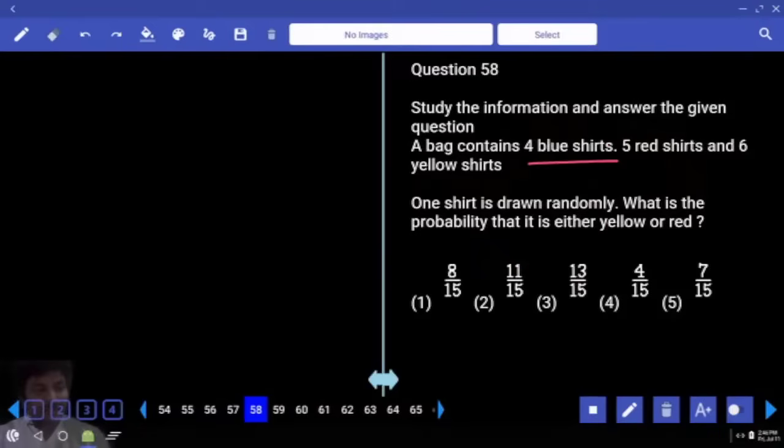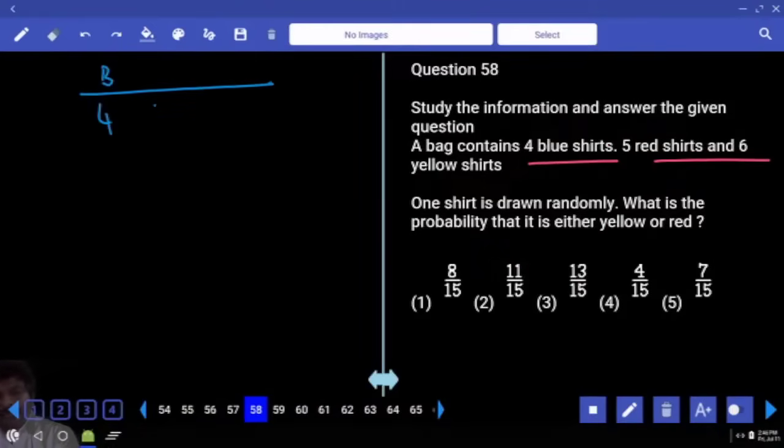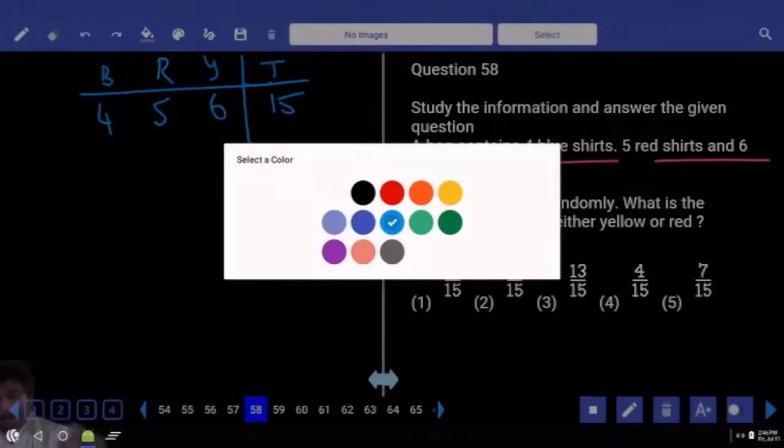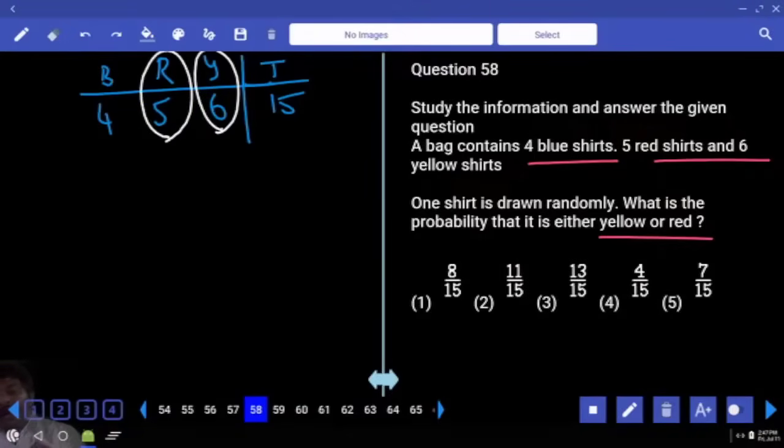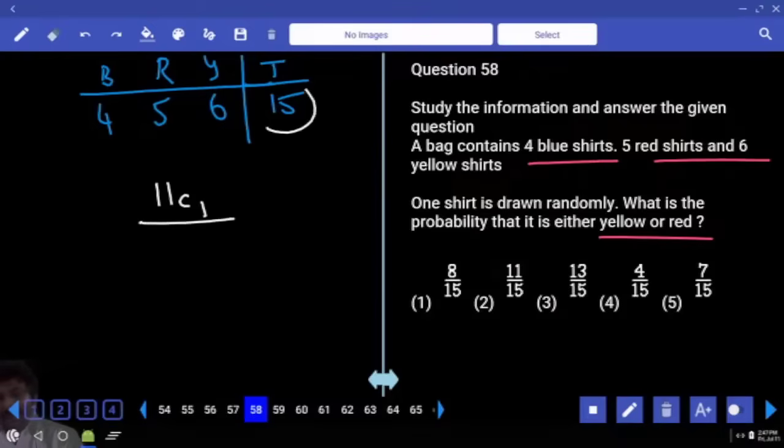A bag contains 4 blue, 5 red and 6 yellow shirts. Blue 4, 5 red, 6 yellow, total 15. One shirt is drawn randomly. What is the probability that it is either yellow or red? So total how many favorable cases are there? 11. It is 11C1 out of the total 15C1. It is 11 by 15 only. Second option.